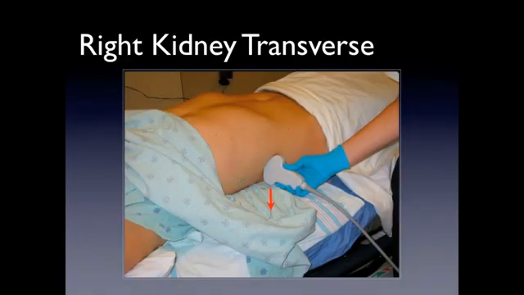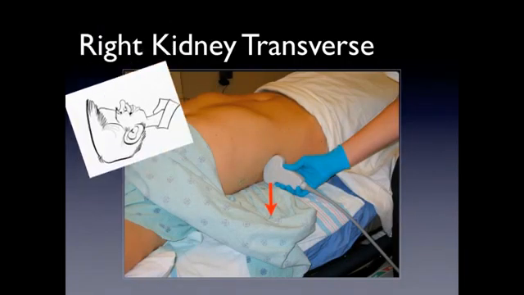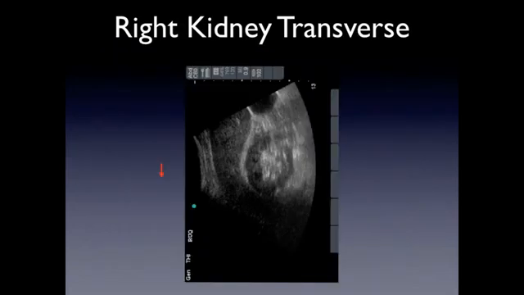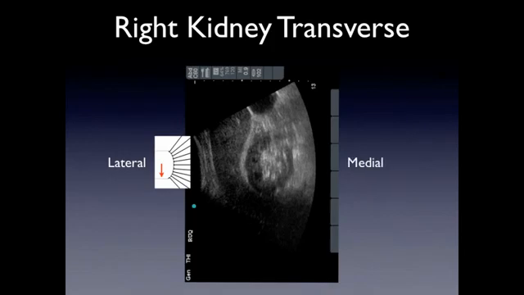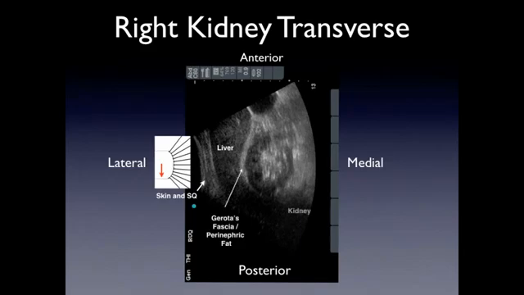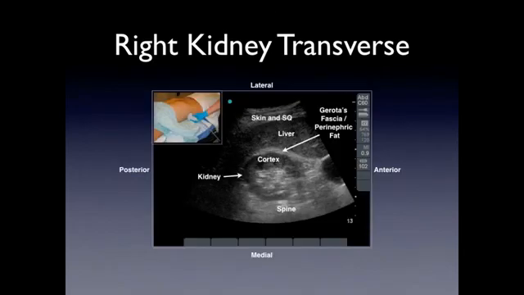For the transverse, you're going to rotate your probe counterclockwise about 90 degrees, the indicator towards the bed, and you're going to be seeing this image. Your probe is on the lateral side, medial side, the anterior and the posterior, and your indicator is pointing down. You have some skin, subcutaneous tissue, the liver, Gerota's fascia with the perinephric tract, and the kidney. And this is how the image will appear on your screen.